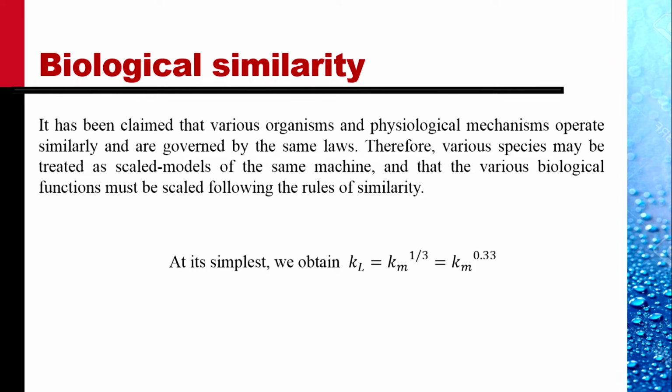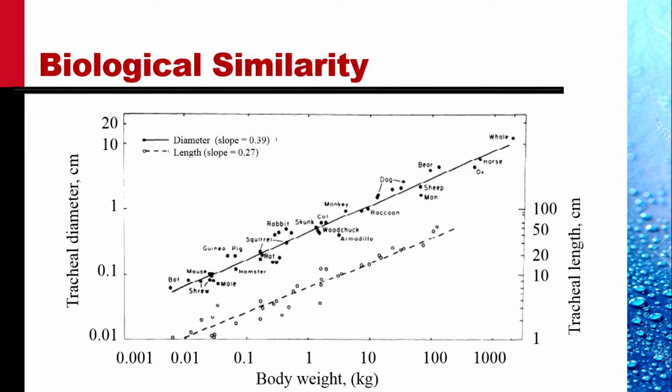At its simplest, we obtain that Kl is the 1/3 power of Km, simply because Km is like K rho Kl cubed, and K rho is 1. The tissue density is the same in almost all species, very close to 1000 kilograms per meter cubed. So let us see what results.